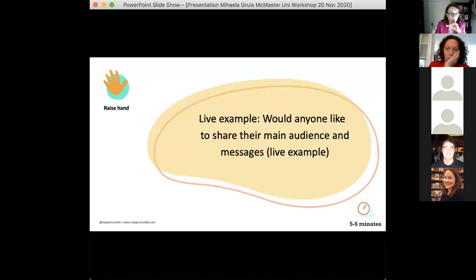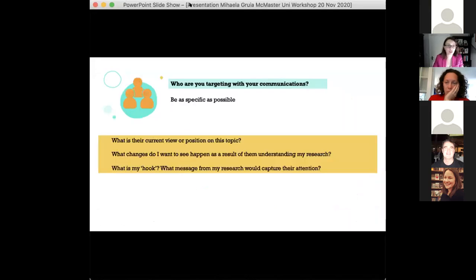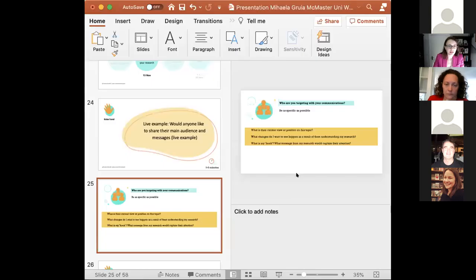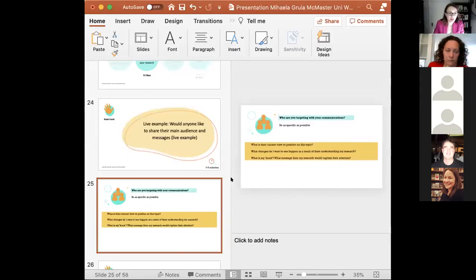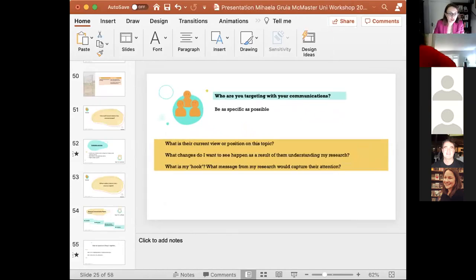Brilliant. So would anyone like to share an example of their key audience that they've thought about? Perhaps they've put this answer in their worksheet, or perhaps they've just thought about their key audience right now in the session. If you could raise your hand, that would be great. And what we'll do is we're going to actually go through these questions. We'll go through these questions and then you can see how we would answer them in real life. So I'm going to make this bigger for you so you can see it. All right.